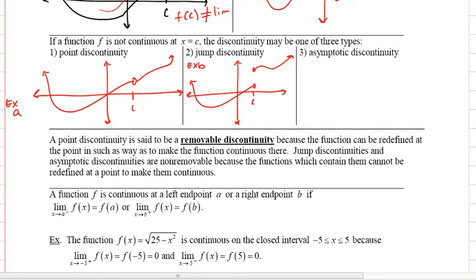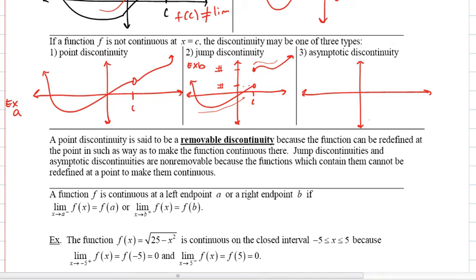In other words, if I approach the limit from the left, I get this number. If I approach the limit from the right, I get another number, and those numbers are not the same. So the graph jumps.